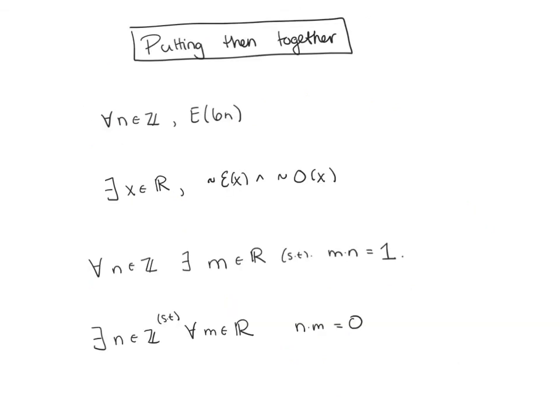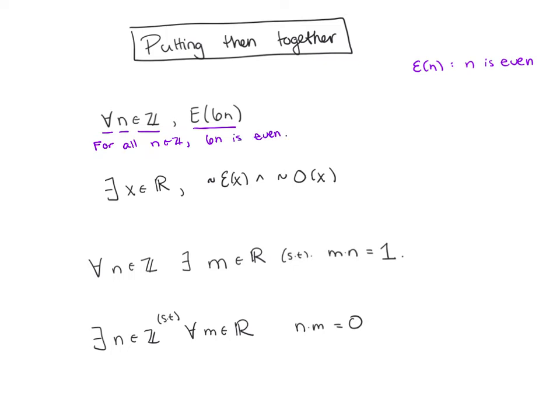Let's go through and practice translating some of these quantified statements into English. So the first one, if I read it out just using my symbols, I see for all n in Z, E sub 6n. Remember, this E sub n is just our shorthand notation right now to mean that n is even. So my first symbol for symbol translation will give me for all n in Z, 6n is even.